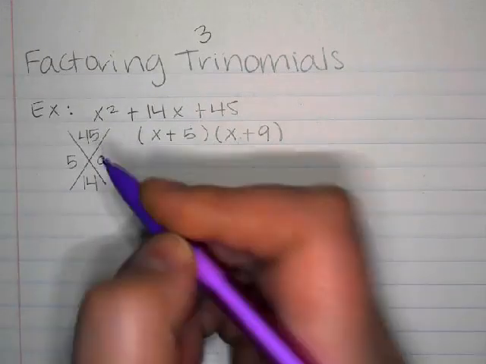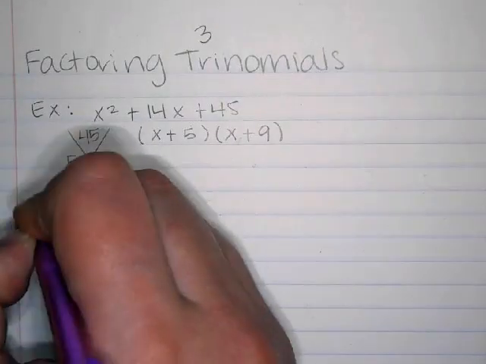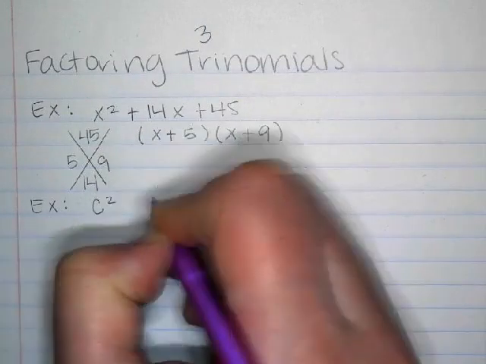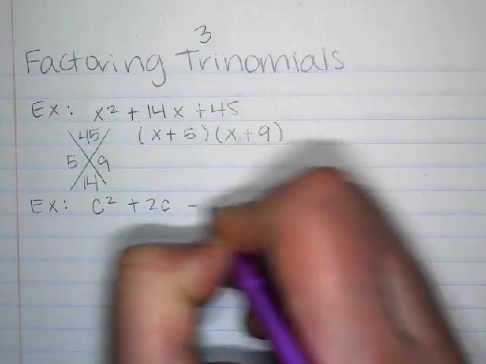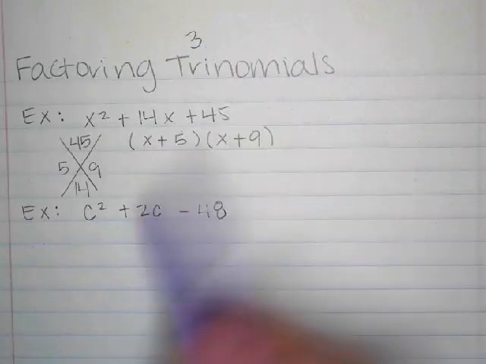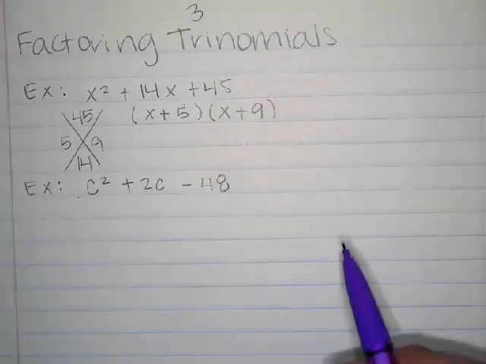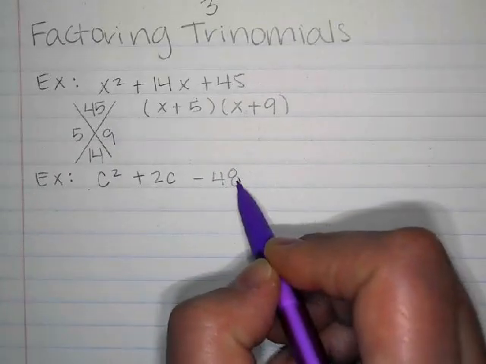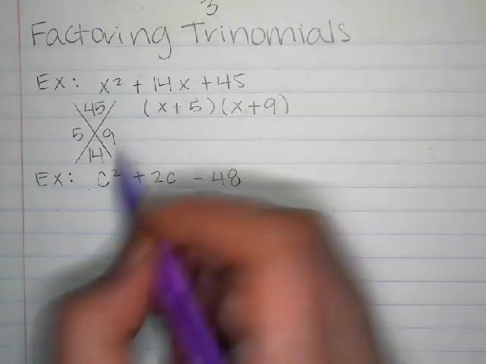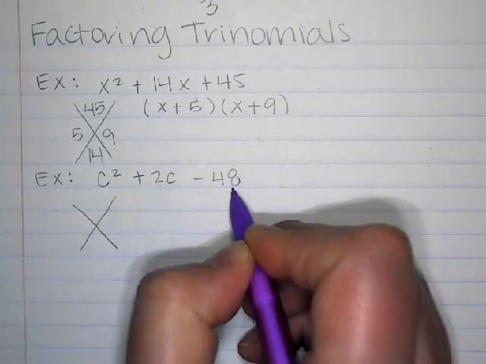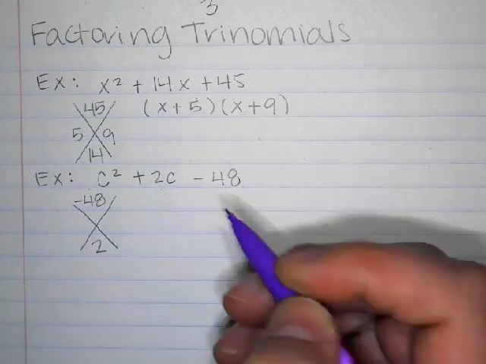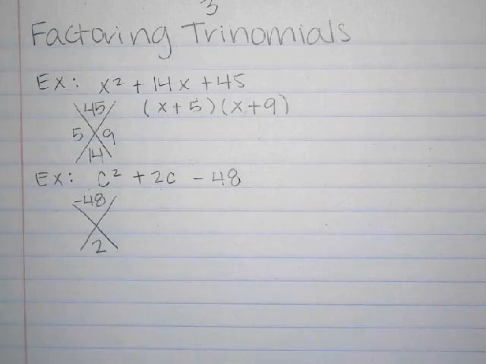Okay, here's the next problem. c squared plus 2c minus 48. You can see that these are called trinomials because they have 3 pieces. And we're going to look for what multiplies to be the number on the end and what adds to be the number in the middle. So for this one, we're going to look for what multiplies to be negative 48, but adds to be 2.